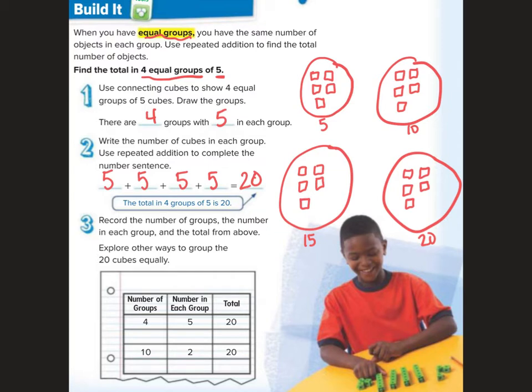Explore other ways to group the 20 cubes equally. I could have 4 groups with 5 in each group. I could have 10 groups with 2 in each group. I could have 5 groups with 4 in each group. That would also make 20. And I could have 2 groups with 10 in each group. That would also make 20. Notice how I just flip-flopped our factors. These are called factors: 4, 5, 5, 4; 10, 2, 2, 10. So that shows the commutative property of multiplication right here. All right, let's do some more.